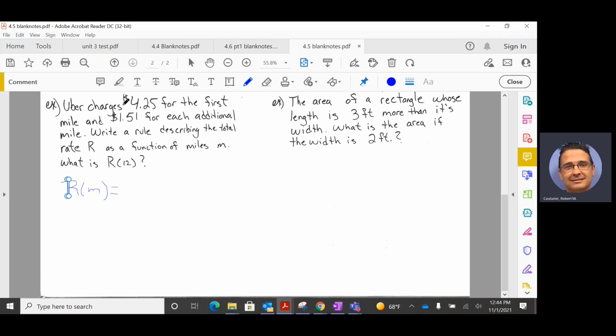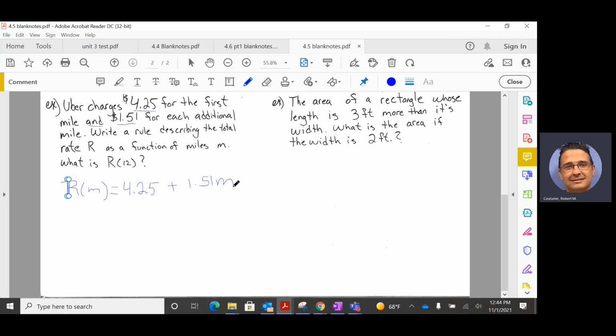So we start off with what? The Uber charges $4.25 for your first mile, meaning no matter what, you are paying that much first. And $1.51 for each additional mile. So plus 1.51 for each additional mile.